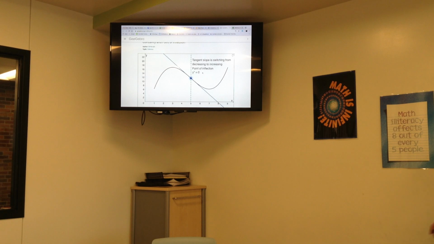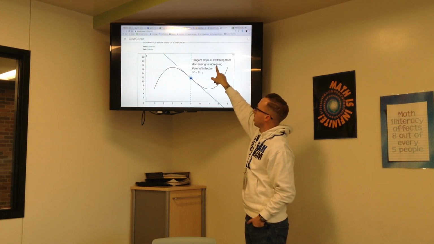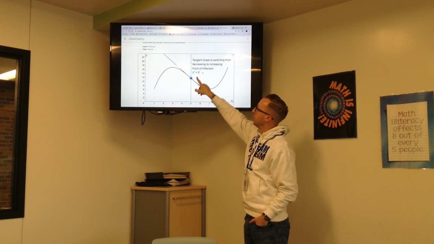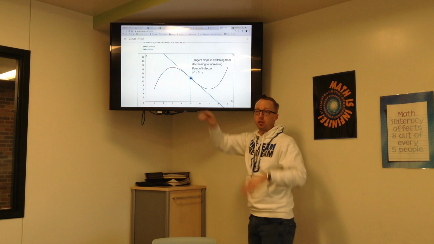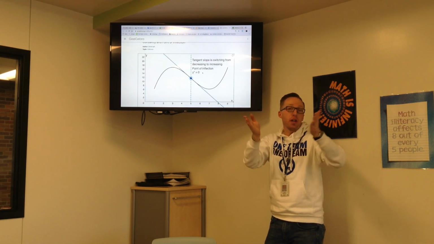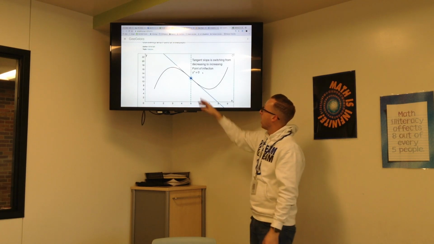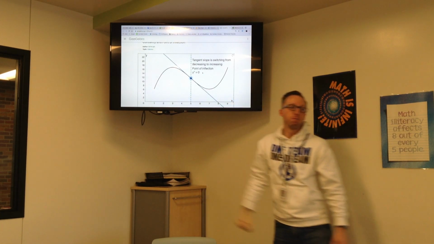Eventually, the slope of the tangent line goes from decreasing to increasing. This is what's called a point of inflection. It's the point at which the concavity, or shape of the graph, changes from opening down to opening up. Or vice versa, it could change from opening up to opening down. At this point, the point of inflection, our second derivative is equal to 0.